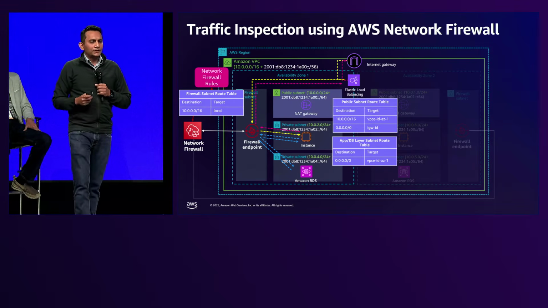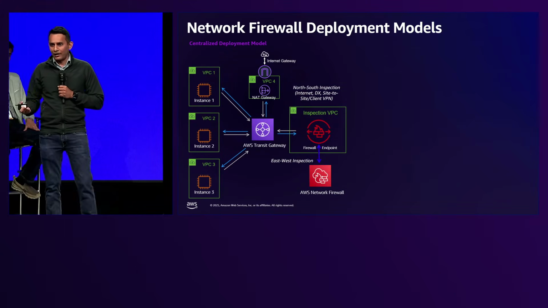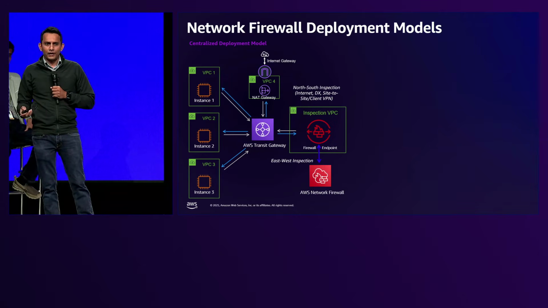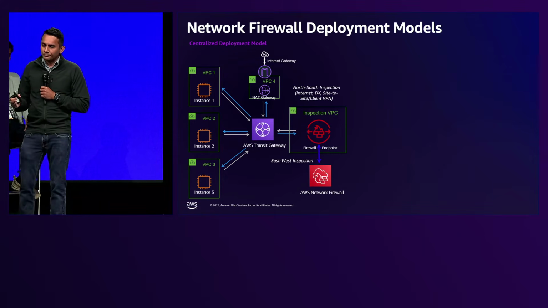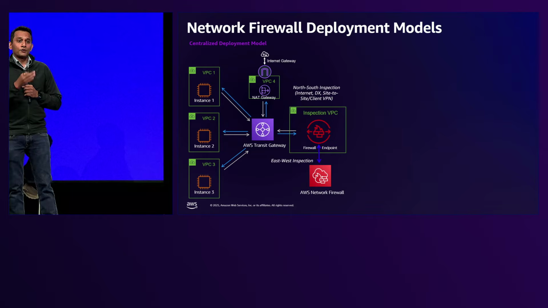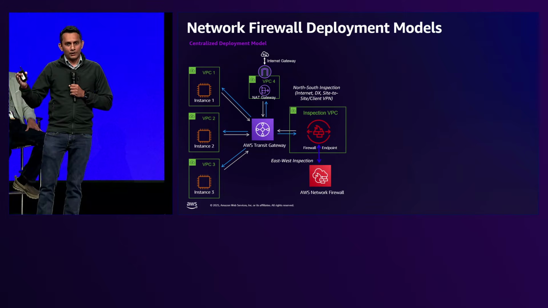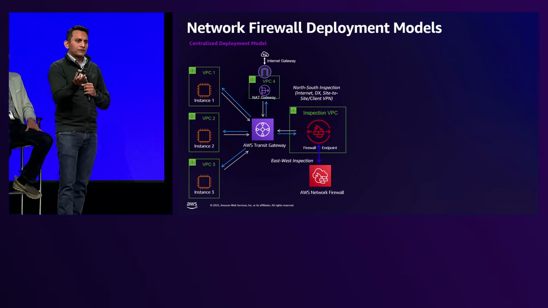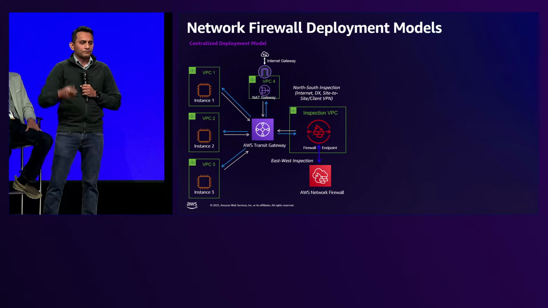Now let's look at some of the deployment models on how usually customers deploy and do the traffic inspection. So centralized inspection is one of our common deployment models where you have an inspection VPC. In that inspection VPC, you deploy a network firewall. In this model, you have a transit gateway that helps you route traffic from your application VPCs to the inspection VPC where your firewall is so that it gets inspected first. Only then, if it is allowed, it is sent to its destination, which can be any other VPC or it can be out to the internet.